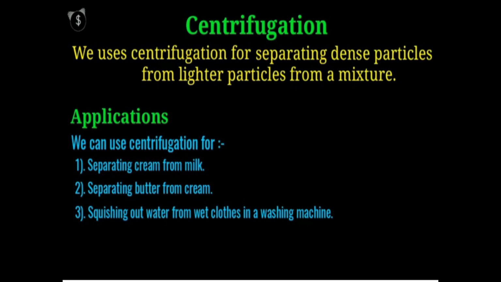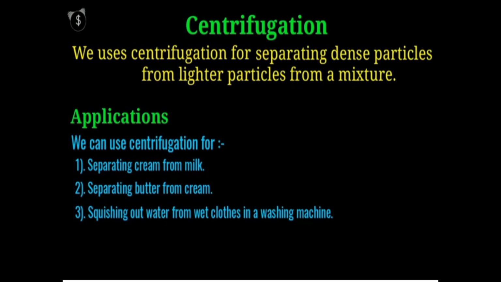We'll put it in the centrifuging machine. Many times in school a centrifuging machine is not available, so how can we do it? We can do this by using a milk churner which is available in the kitchen. Through a milk churner also we can separate it. So here the dense particles separate from the lighter particles.